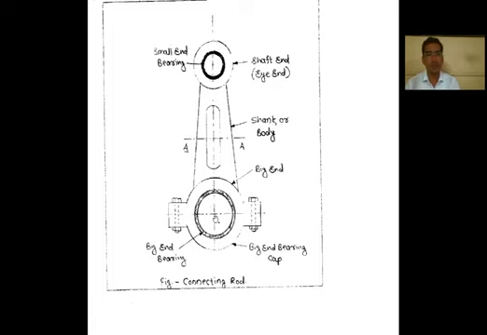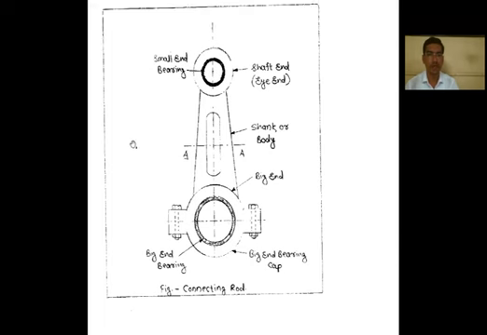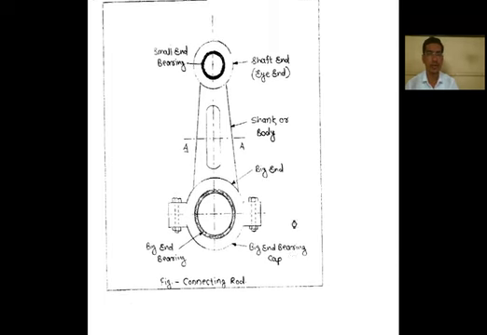and a bearing is provided at this end for free movement of the shaft. Then a nut and bolt arrangement is there. Then the shank, or this portion, is called the body of the connecting rod. So this is the diagrammatic representation of the connecting rod.